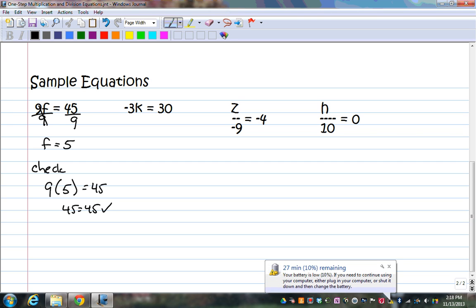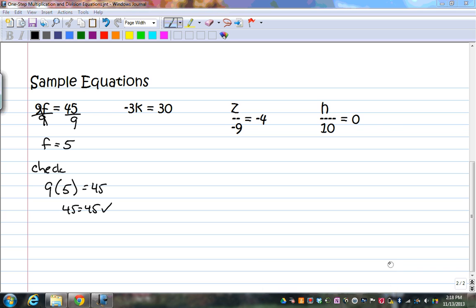I want to get rid of the negative as well. Oh, my battery is dying. That's okay. I want to get rid of the negative as well because I want to know what k is. I don't want to know what negative k is. So I'm going to divide both sides by negative 3. These go away, leaving k is equal to negative 10. Perform my check step. And I have negative 3 times a negative 10 should be equal to a positive 30. And it is. Wow, I love this.